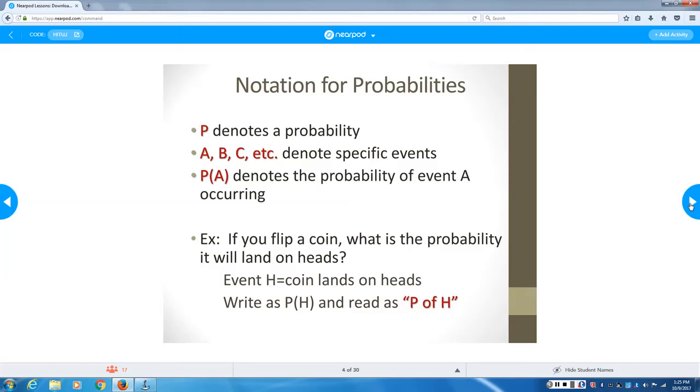Probabilities are numbers between 0 and 1. 0 means it can't happen. 1 means it has to happen. If I flip a 2-headed coin, what's the probability I flip a head? 100%. 1. Because it's got 2 sides, but both of them have a head. Okay?